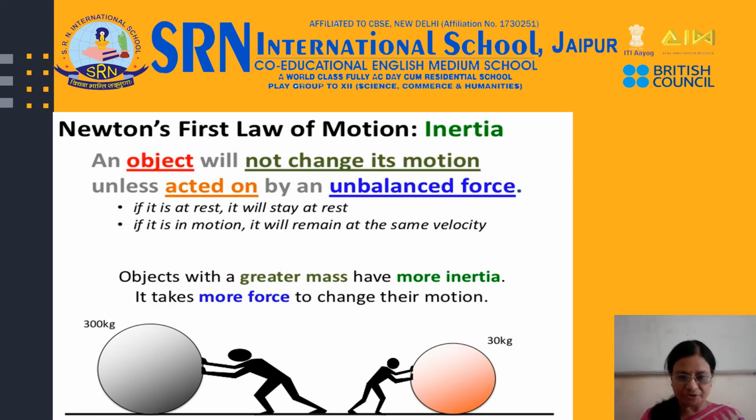Newton's first law of motion, also called the law of inertia. An object will not change its motion unless acted on by an unbalanced force. If it is in the state of rest, then it will stay at rest only. But if it is in motion, then it will remain at the same velocity. Objects with a greater mass have more inertia. It takes more force to change their motion. That is the reason why objects with a greater mass have more inertia.